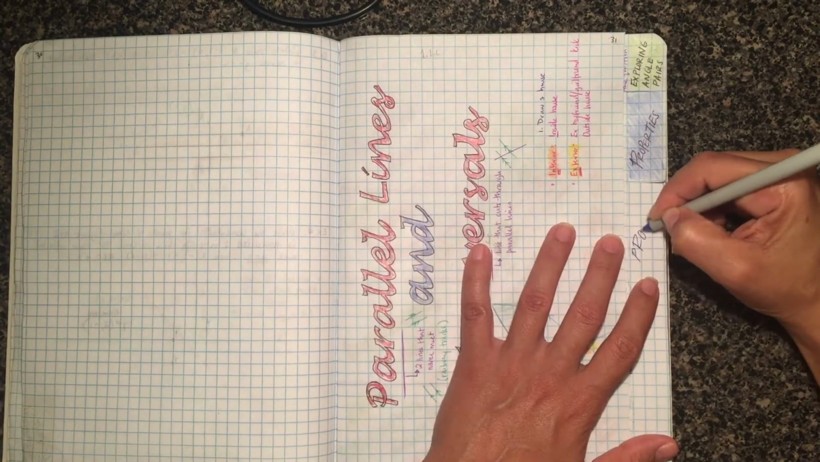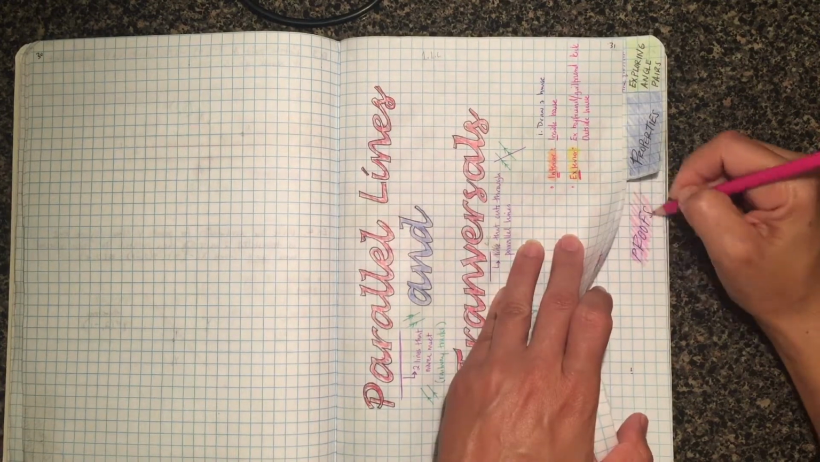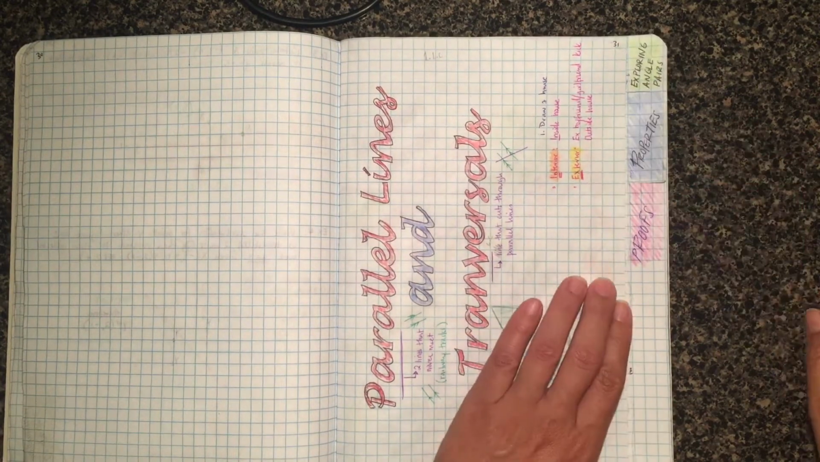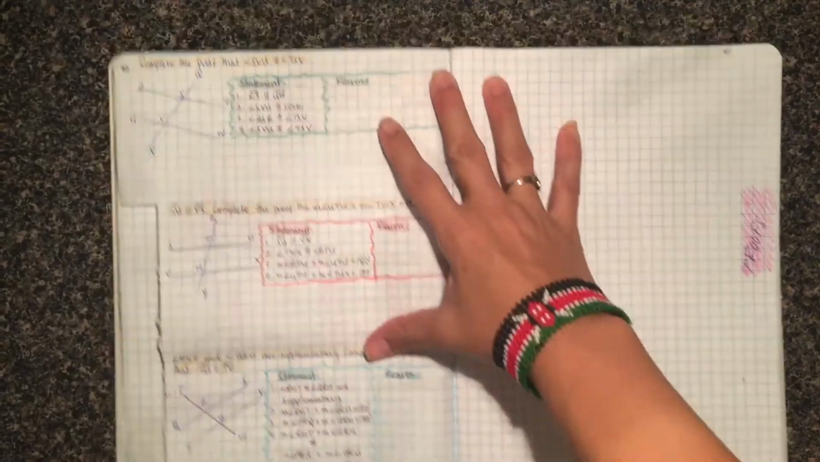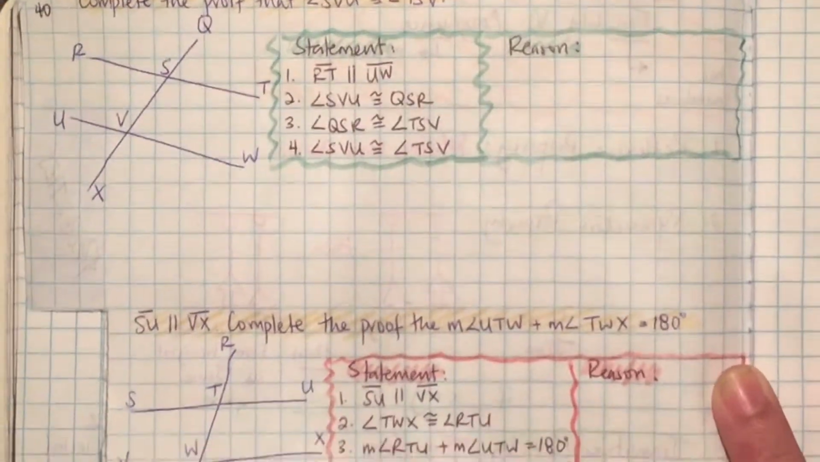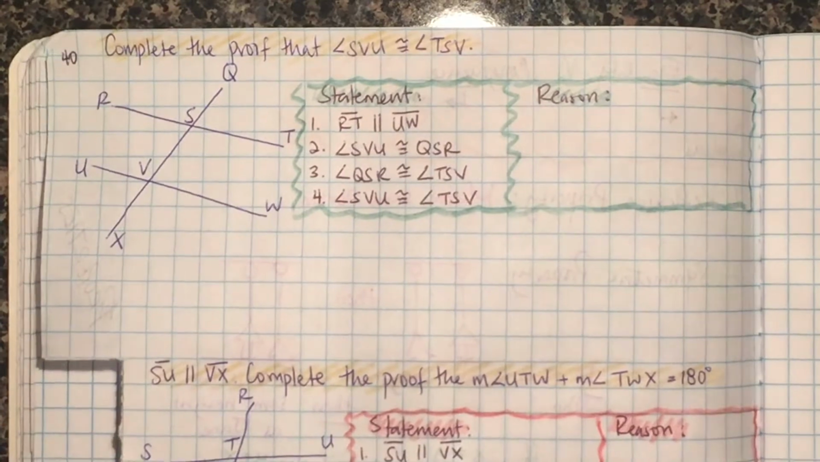We're going to take a look at proofs with parallel and transversal lines. So we're going to go ahead and make a tab. Pause the video and copy each example down as I scroll.